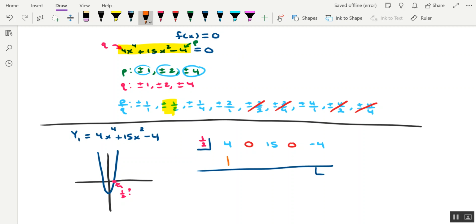Alright, so let's do the synthetic division. We've got 4. 1/2 of 4 is 2. Adding 0 and 2 gives us 2. 1/2 of 2 is 1. 15 and 1 gives us 16, and 1/2 of 16 is 8, and 1/2 of 8 is 4, and by golly, 1/2 is a real zero.